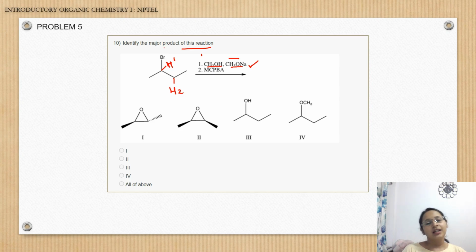H1. See, for the elimination reaction to take place, if this negative charge is generated after the abstraction of this proton at this carbon, will the elimination take place? Because here Br, your bromo, is a leaving group. For E2 elimination, I have told you that the leaving group and the proton should be anti to each other, that is, anti-periplanar. The leaving group and the proton abstracted by the base should be anti-periplanar to each other. It is the rule for E2 elimination.